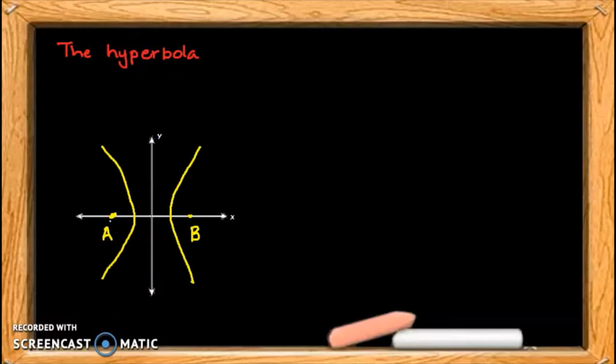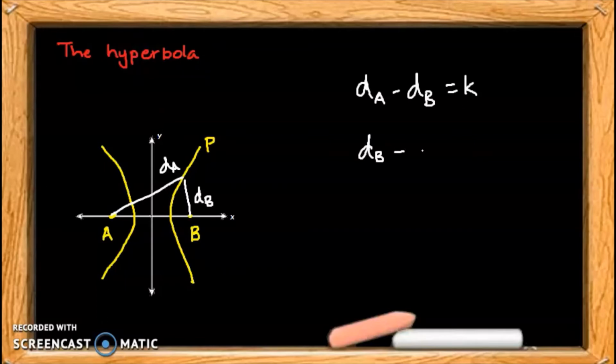And then if I were to draw lines that indicate the distance, let's make this line DA, and let's make this line DB. My locus is the collection of points P, where DA minus DB is a constant, but also where the distance from B minus the distance from A is the same constant.